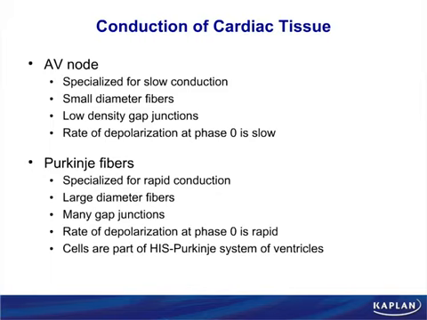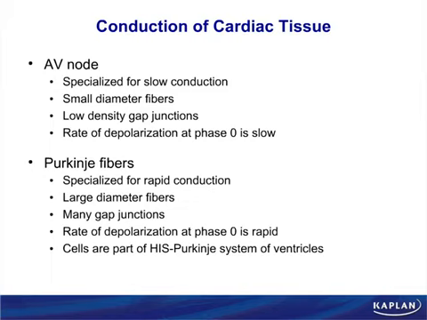Second, it has a low density of gap junctions. Hopefully this will make sense. The more gap junctions, the faster the conduction. The fewer gap junctions, the slower the conduction. Because remember, in the heart, we have gap junctions, we have cell-to-cell conduction.